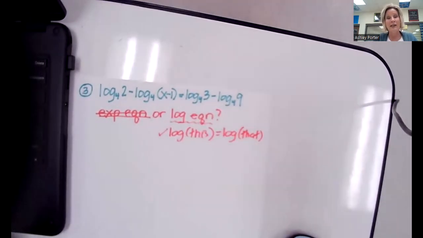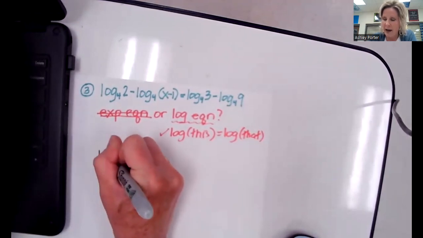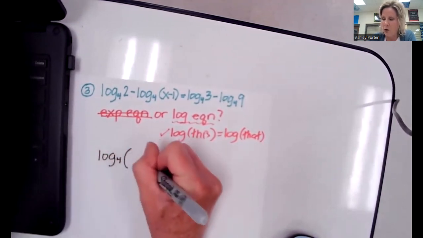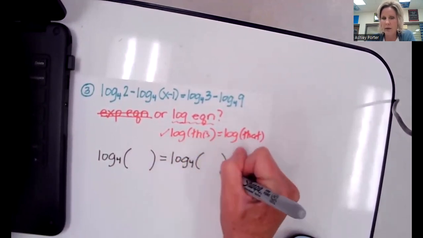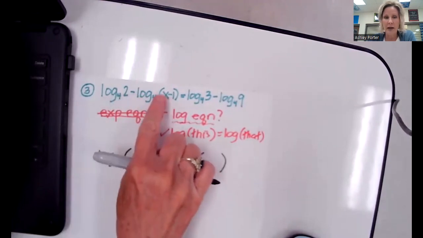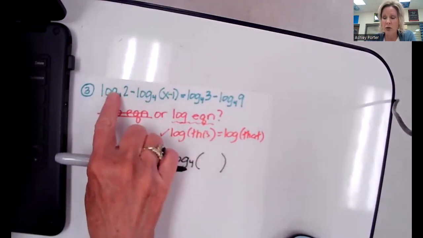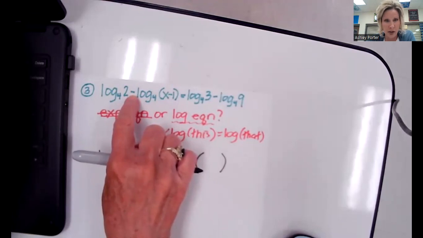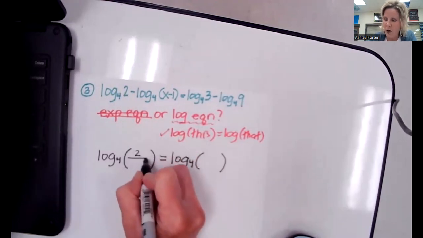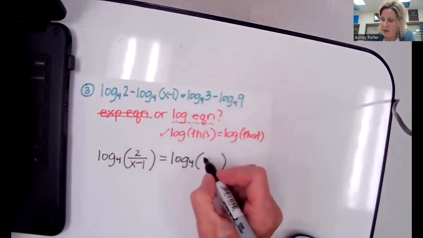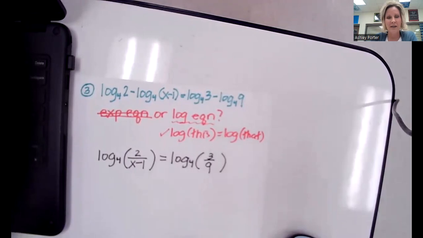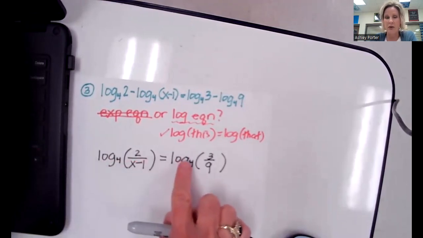So what I need to do is condense, because you can only have one log on either side of the equation. So on the left side, I need to write it as log base 4 of, ditto on the right side. So on the left side, the property of logs is if you have 2 logs subtracted, the related operation is division. So I say 2 over x minus 1. Similar thing on the right side. So I'm going to say 3 over 9. Yay. So now I have a log of this equals log of that.